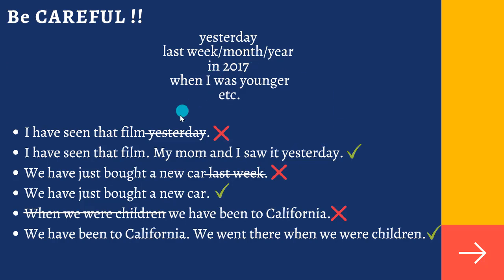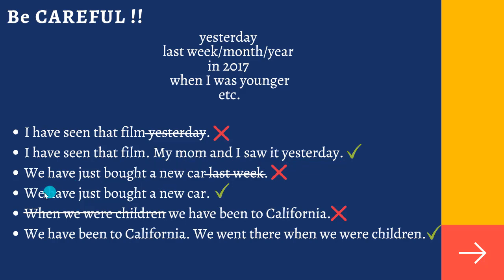Okay, so let's see the example. I have seen that film yesterday. We are not supposed to do this, because this is the time adverbial for simple past. We can say it like this: I have seen that film. My mom and I saw it yesterday. So this one is the present perfect and this one is the simple past. We can make these two related sentences, but we cannot mix the time adverbials. We have to make the time adverbials in the right tenses, so we have to make another sentence that fits it. Okay?